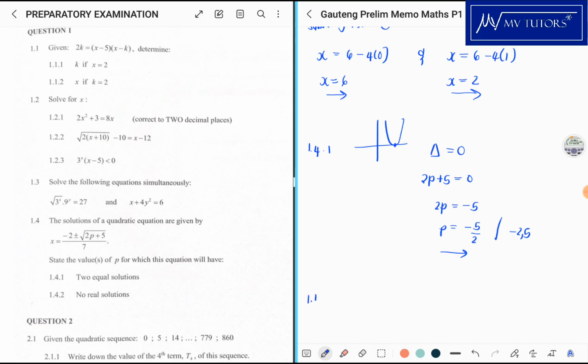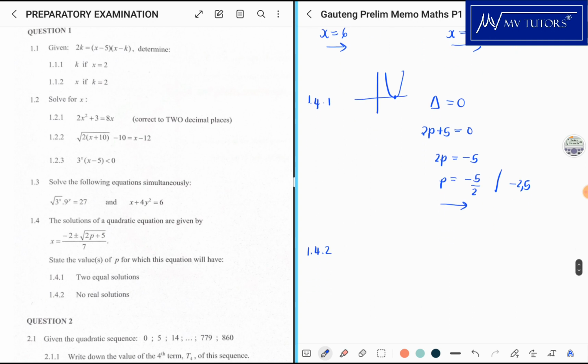And then 1.4.2, it's as if it does not have real solutions. When will a parabola not have real solutions? Well, basically, if you have no intersection with the x-axis, there are no roots. Okay, so your turning point is somewhere above the x-axis. That is where you will not have real roots. Okay, it can be here, it can be this side. I just choose to put it in the first quadrant.